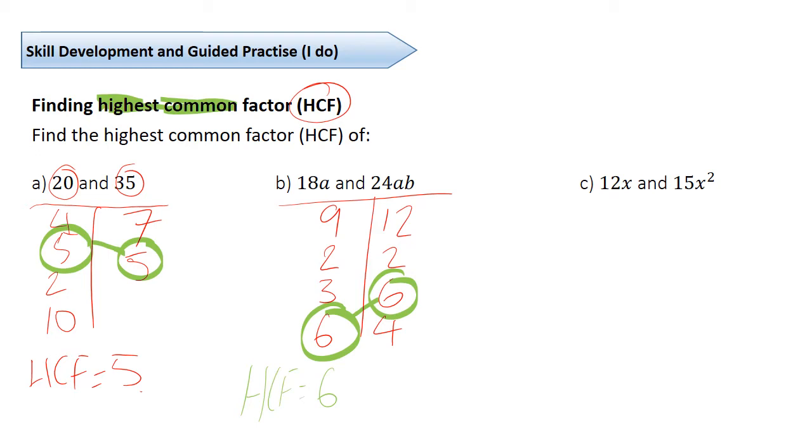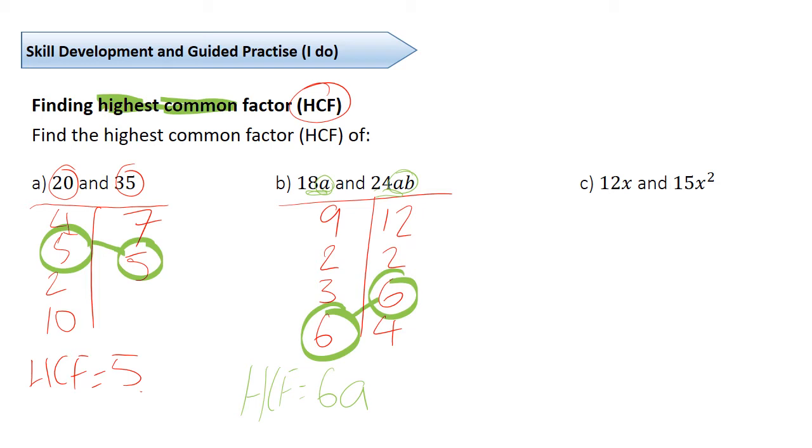And of course there were some variables in our problem here, so we do need to think about those as well. I like the variables. I think they're easier because we don't need to know our number facts, we don't need to be too tricky about it, we just need to see which variables are in both terms. So 18A obviously has an A in it, 24AB also has an A in it, so there is an A that is common to both. B is not common in both, it is only in 24AB, so B is not common.